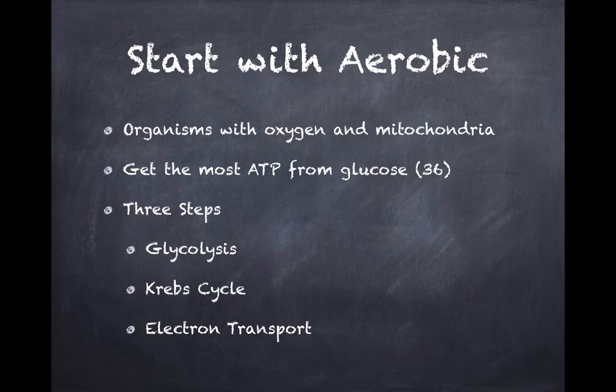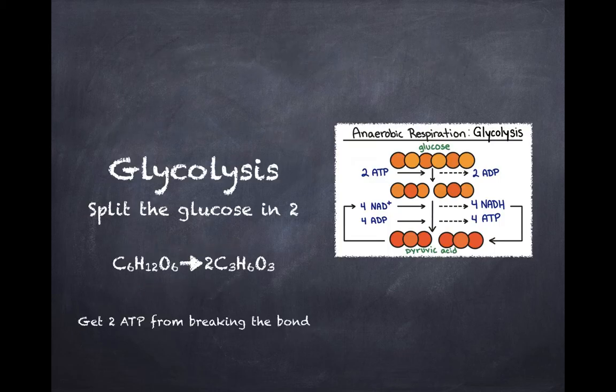The first step is glycolysis. The second one is the Krebs cycle. And the third one is electron transport. So let's go through those steps one at a time. So we start with glycolysis. In glycolysis, you're just splitting the glucose in 2. So if we look at a chemical equation, we're at C6H12O6, which is glucose, is going to be broken down into 2 C3H6O3s. And when you break that bond holding the carbons together, carbon 3 and 4 in glucose, you get 2 ATPs. You get enough energy released to make 2 ATPs.